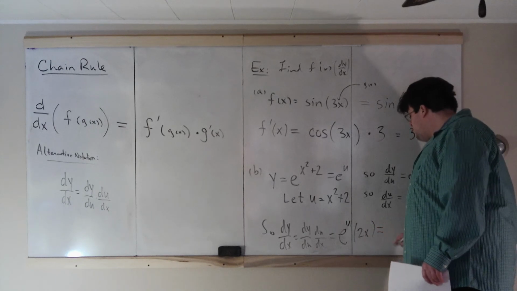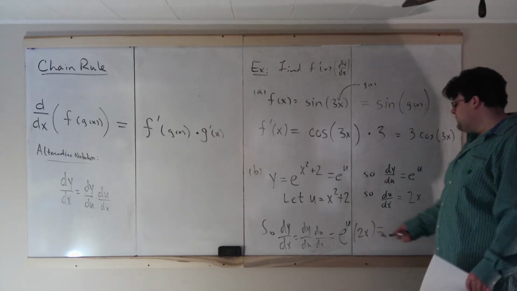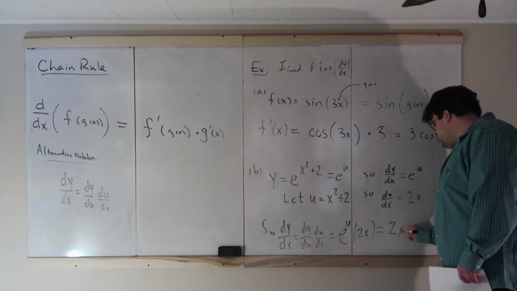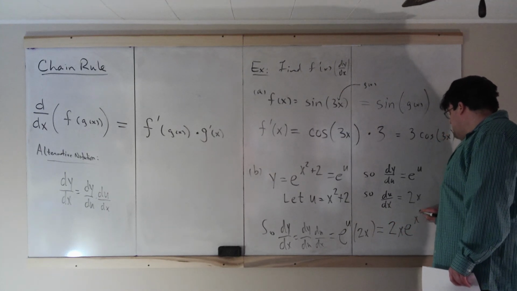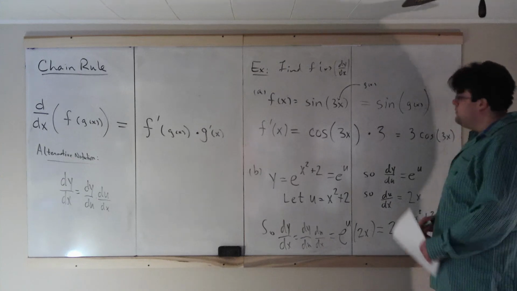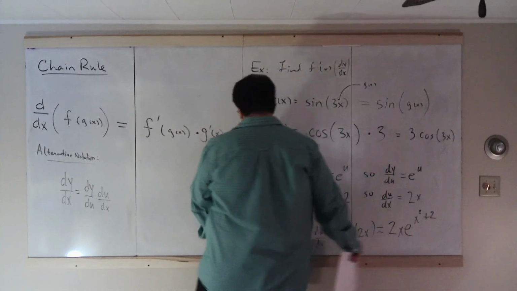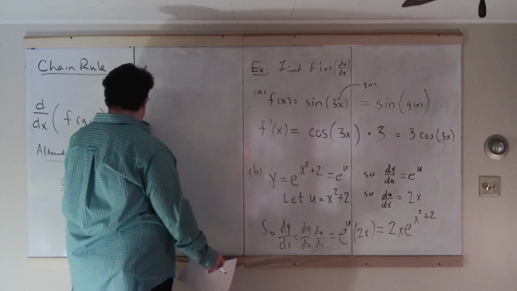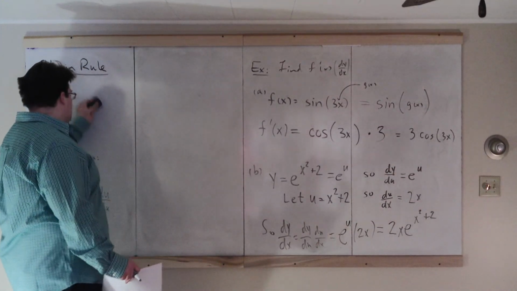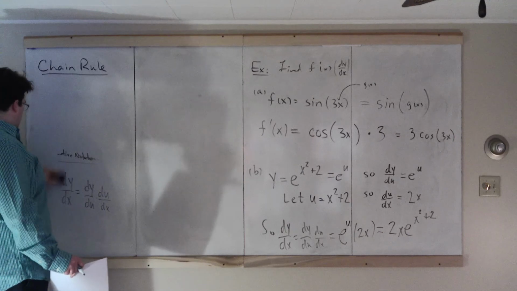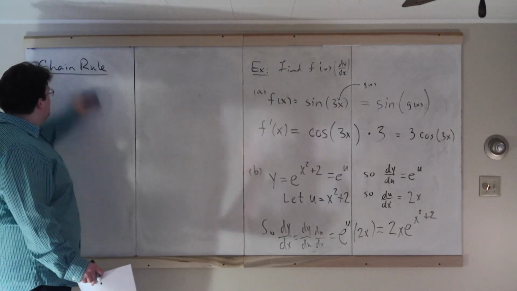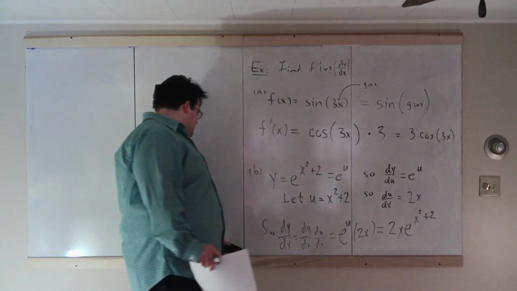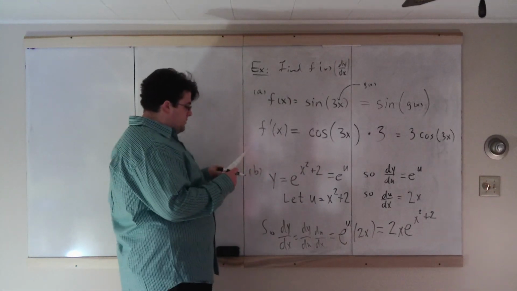And now, we want our answer in terms of x. We just have to get rid of that u. We can use that substitution. And I'm also going to put 2x in front. So either notation you can use. When I first learned this, I preferred the u substitution method. So let's do a bunch more examples.